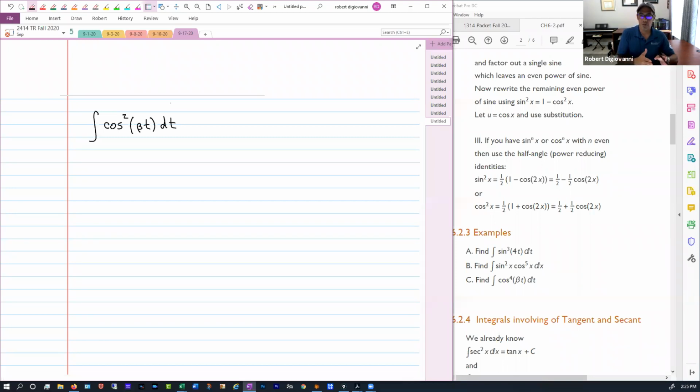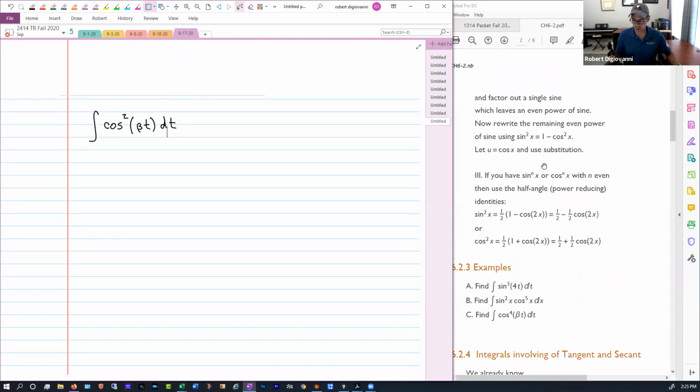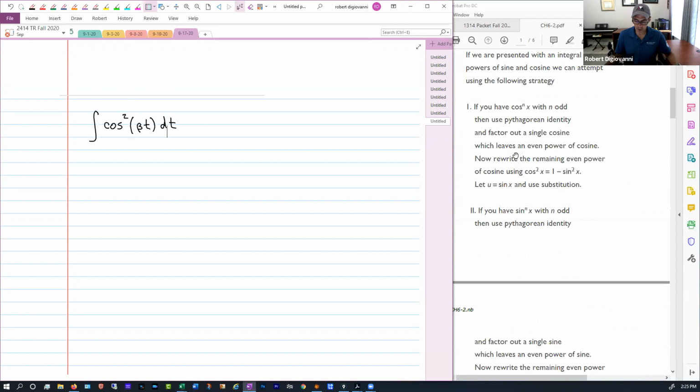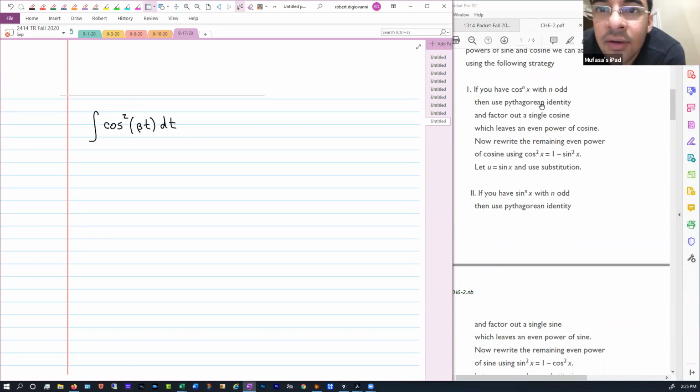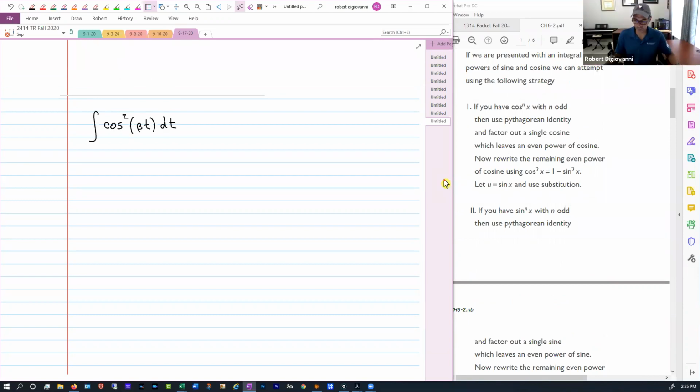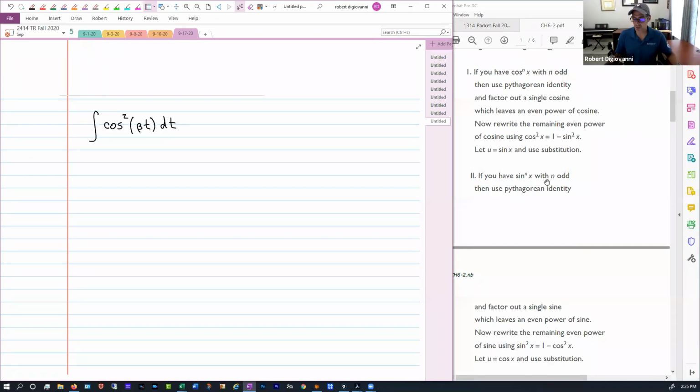This is a trig integral, right? It's an integral, it has a trig function in it. That's all that's in it. And so I'm going to go over here and read through this. Do we have cosine to an odd power? No, it's 2. Do we have sine to an odd power? No, we don't even have sine.